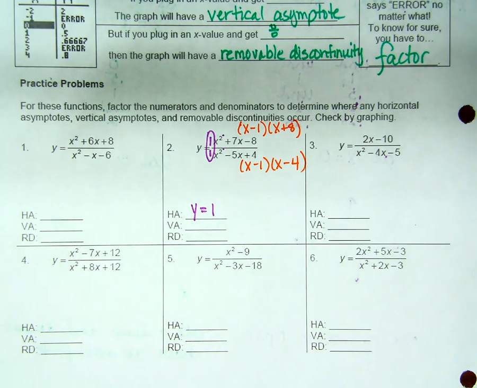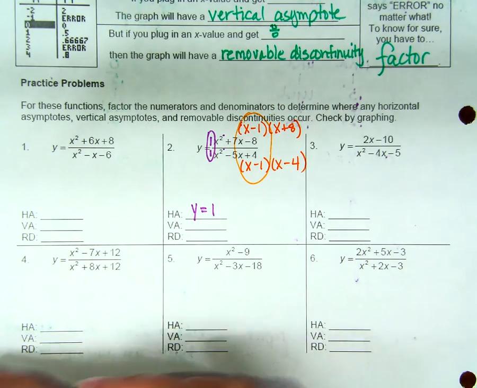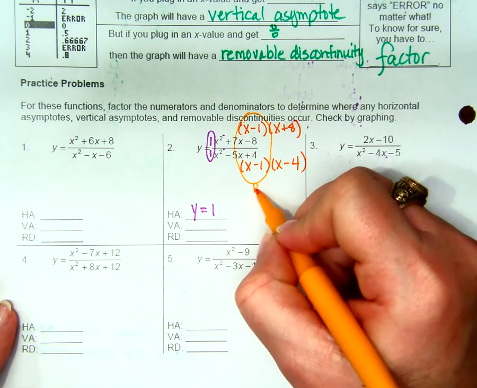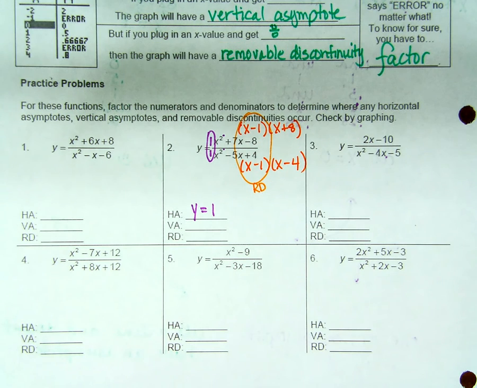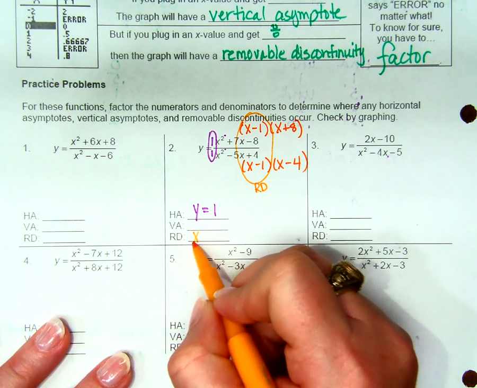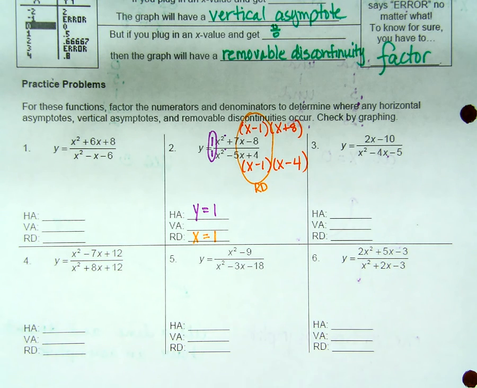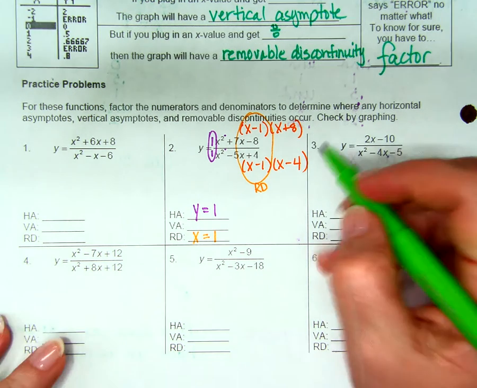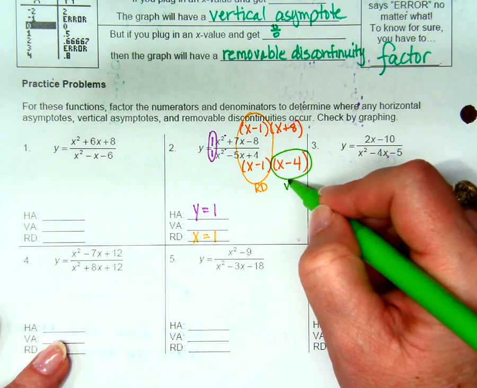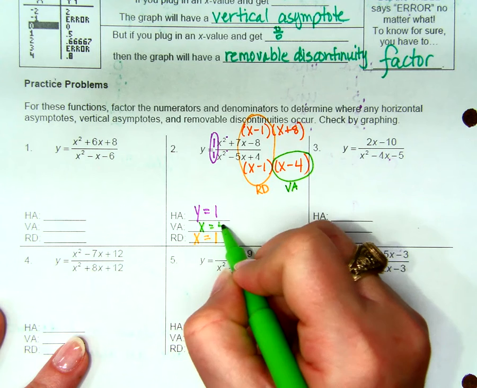What do you notice right here? It's a common factor in the numerator and the denominator. What does that tell you? It tells you the hole. It tells you the removable discontinuity. Set it equal to 0 and solve. X equals 1. What's left in the denominator that we didn't find a factor of in the numerator? Then what does that tell us? That's the vertical asymptote. Set it equal to 0. What do you get? X equals 4.